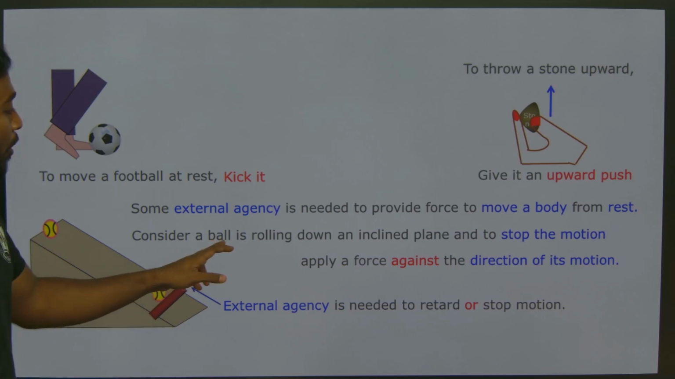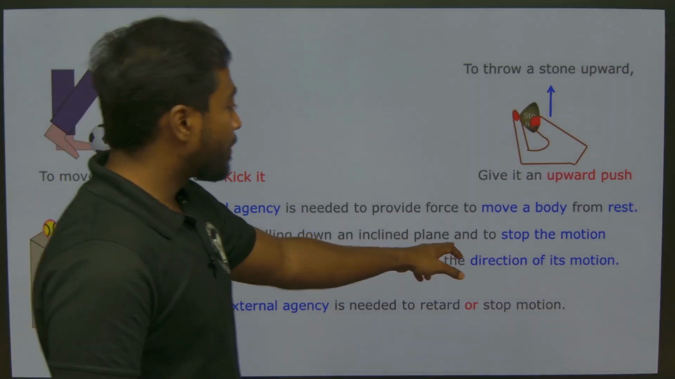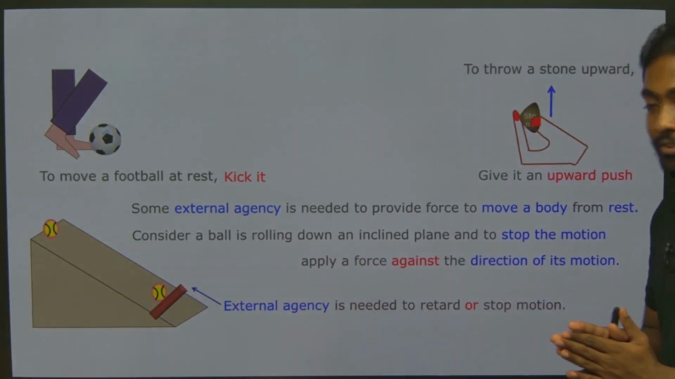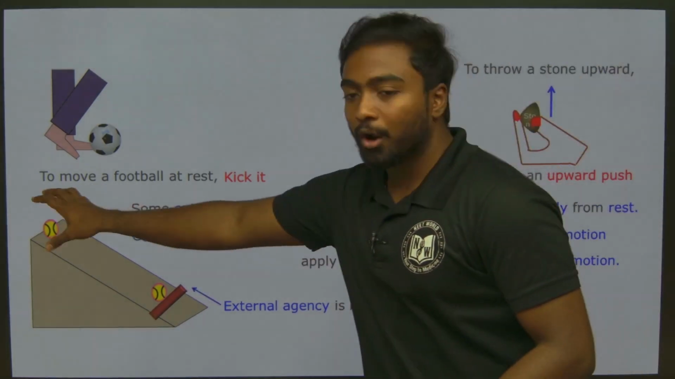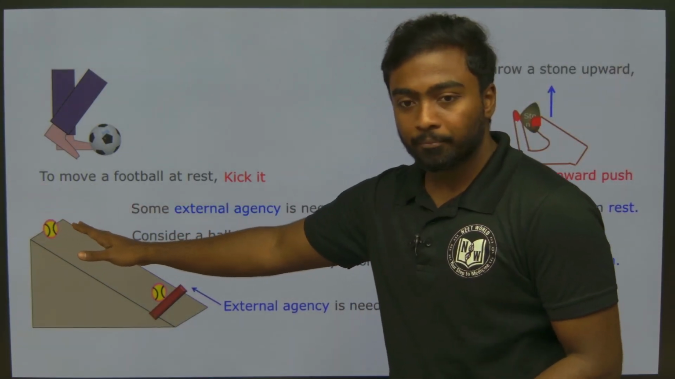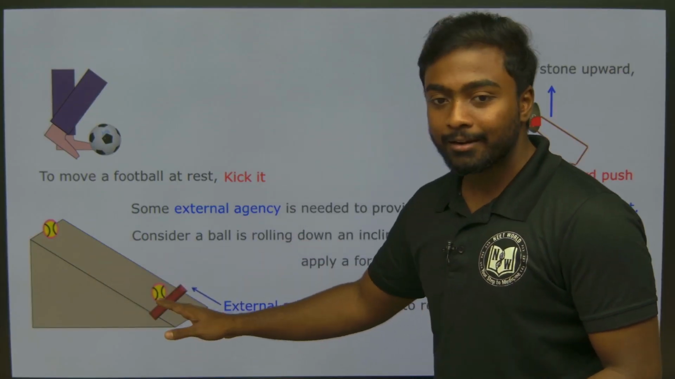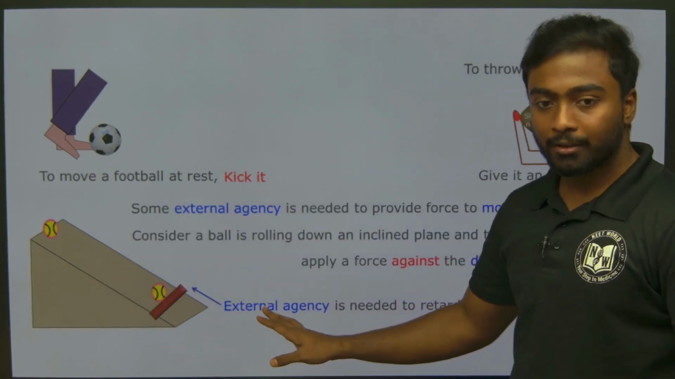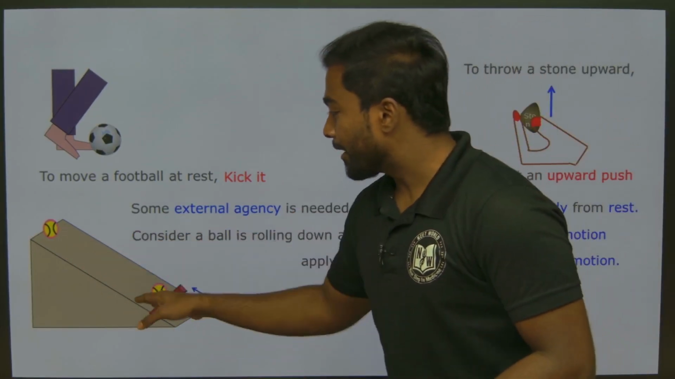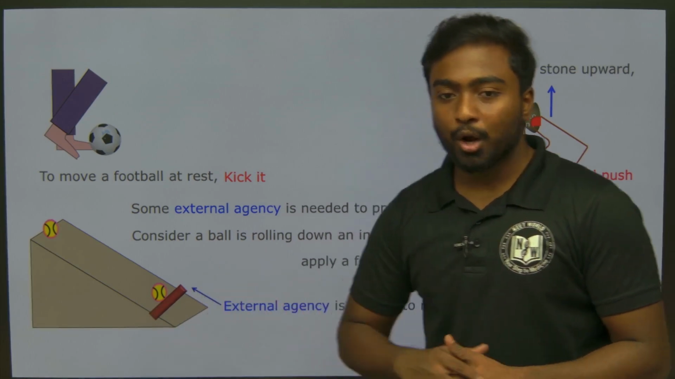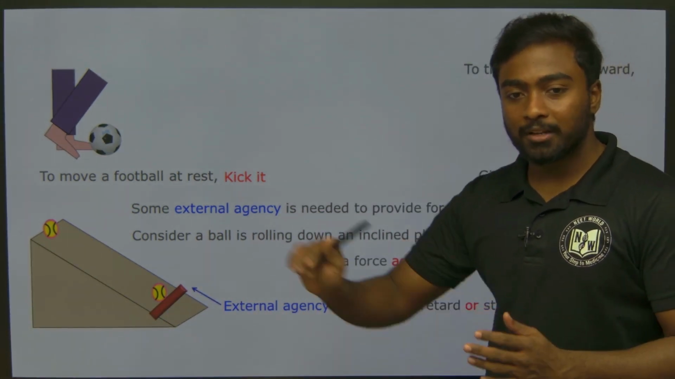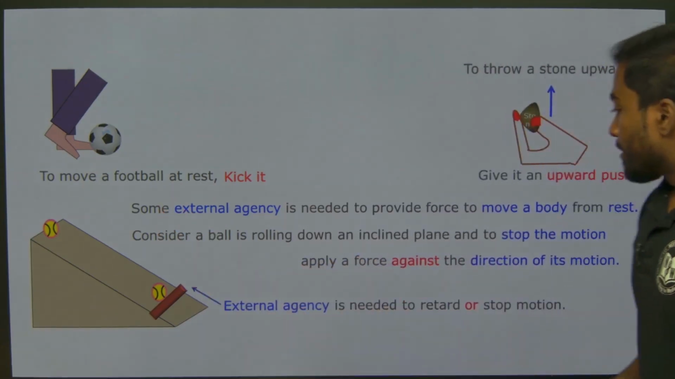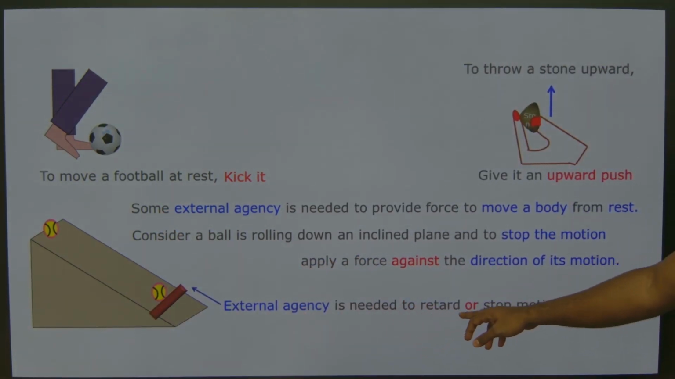Consider a ball rolling down an inclined plane, and to stop the motion we apply a force against the direction of its motion. If I simply keep the object, there is nothing acting there. Because of the inclined plane, it is going down. If I want to stop that ball, what should I do? An external agent should be there to stop this ball. So an external agency is needed to retard or stop motion.